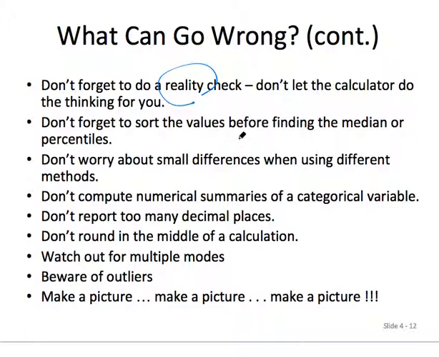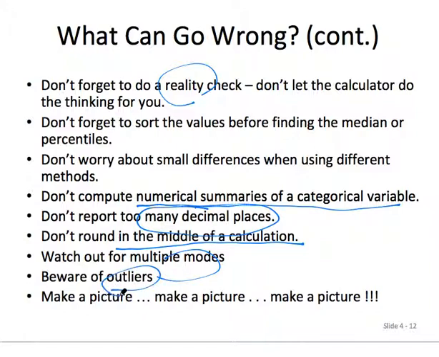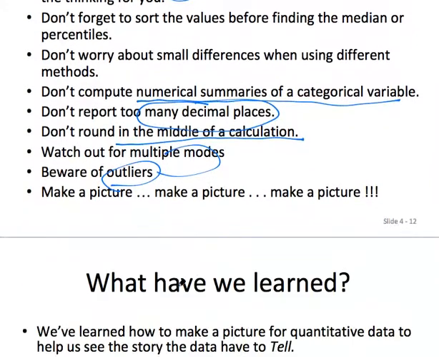Don't forget to sort the values before finding the median and the percentiles. Don't worry about small differences when you're using different methods. Don't compute numerical summaries of categorical variables. Really, 1 or 2 decimal places is fine. It depends on the data that you're looking at. So you don't need 18 decimal places. 1 or 2 is fine. Always round at the end. We haven't talked about this very much, but when you're doing a lot of calculations, you want to make sure you're rounding at the very end, because if you round as you go, it will change your results. Multiple modes, maybe you have to split the data. Outliers are never a bad thing. Find out why they might exist.